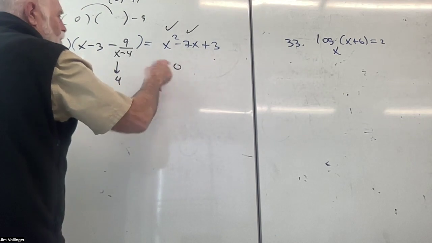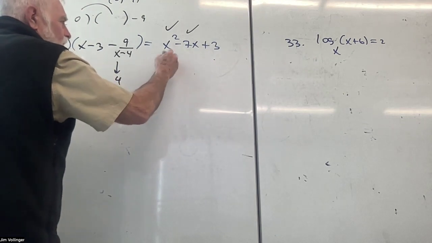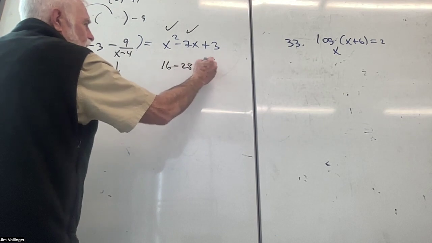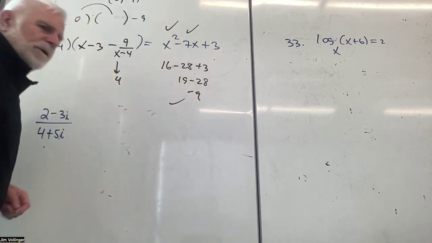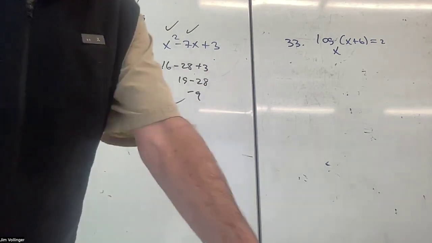So I'm sorry, 4. I made it 0. So 4 squared is 16, minus 28, plus 3 is 19 minus 28, which is negative 9. So we move on. We know we're correct. You don't have to ask me if it's right. You know it's right.